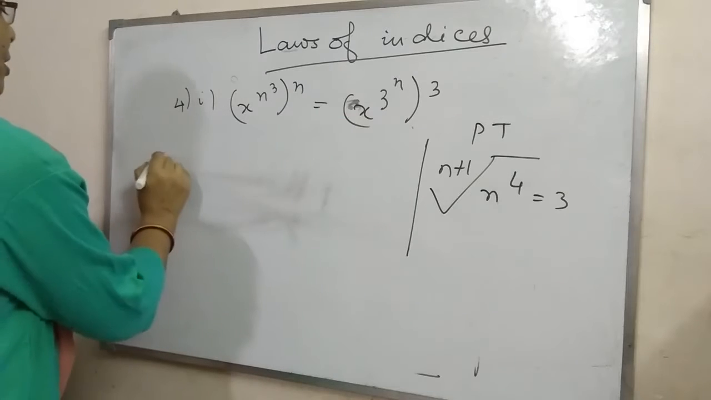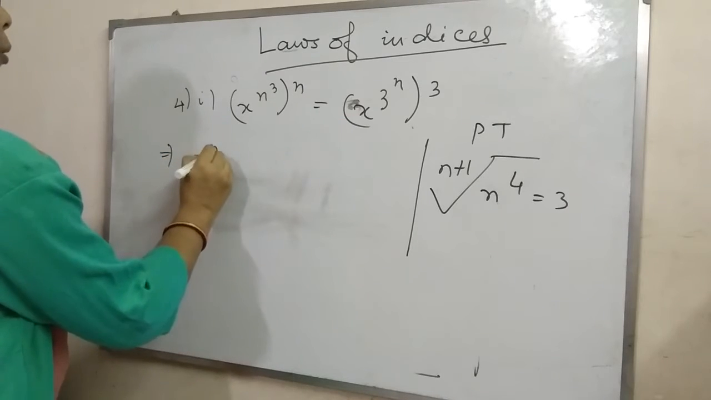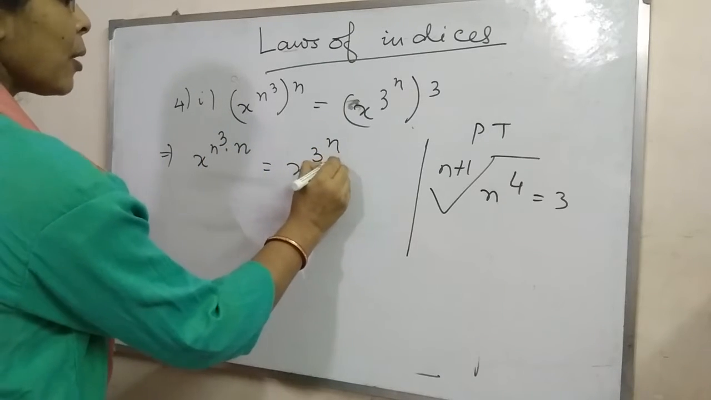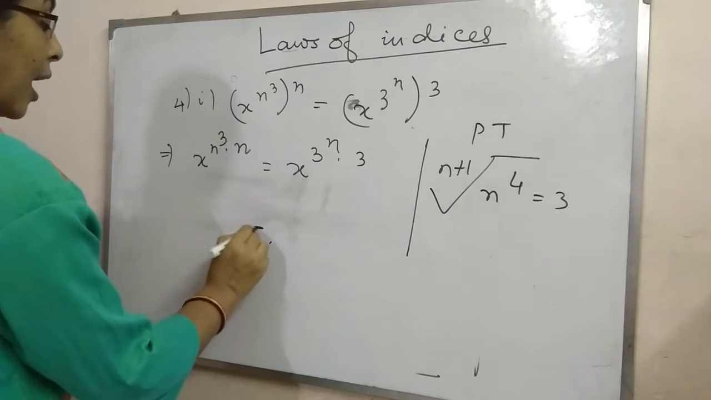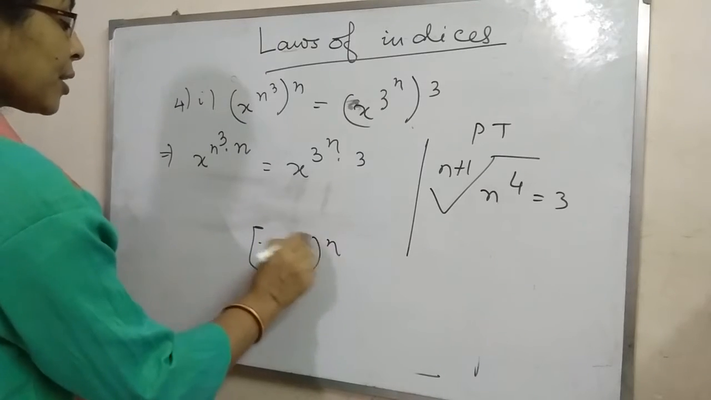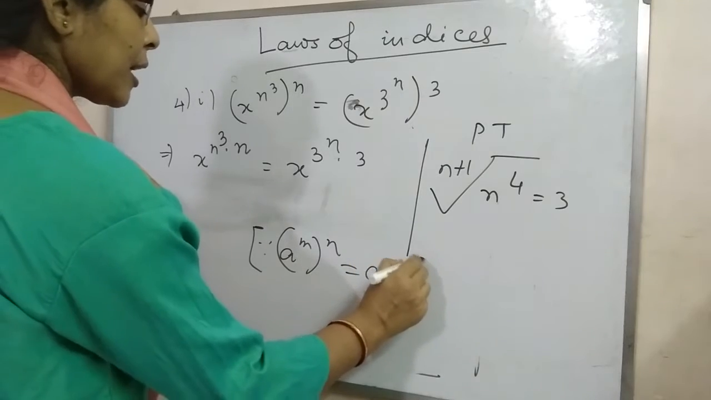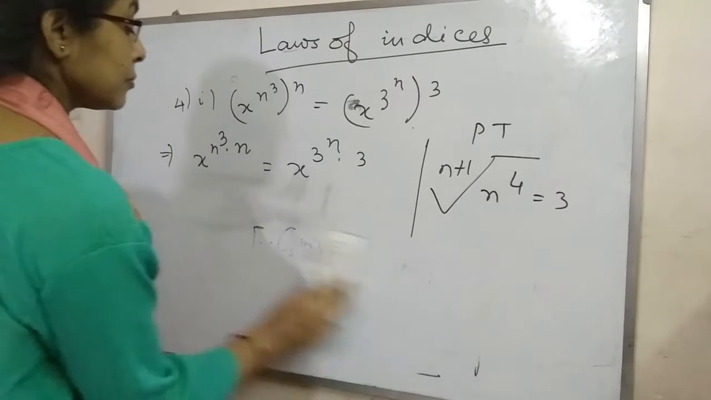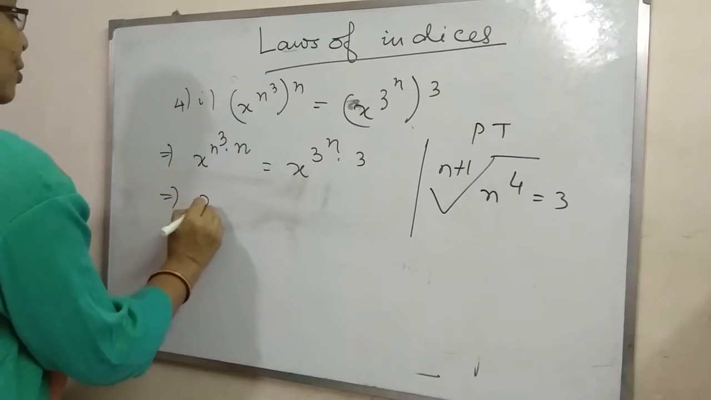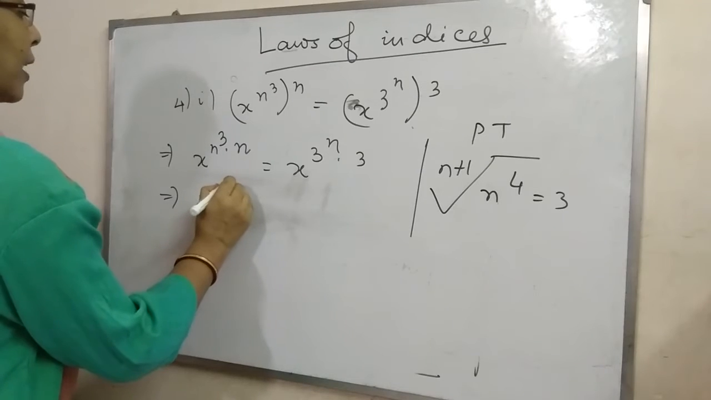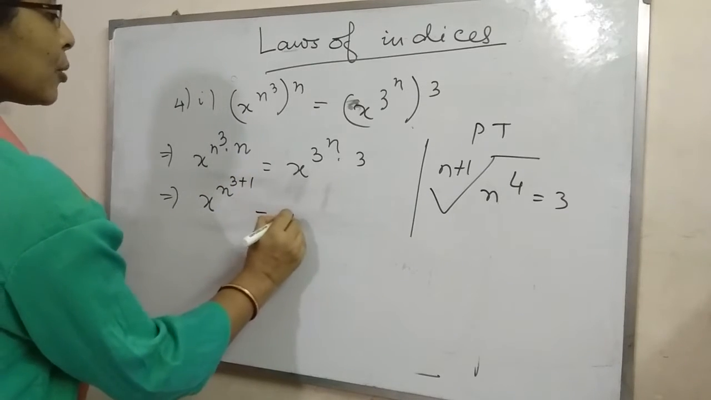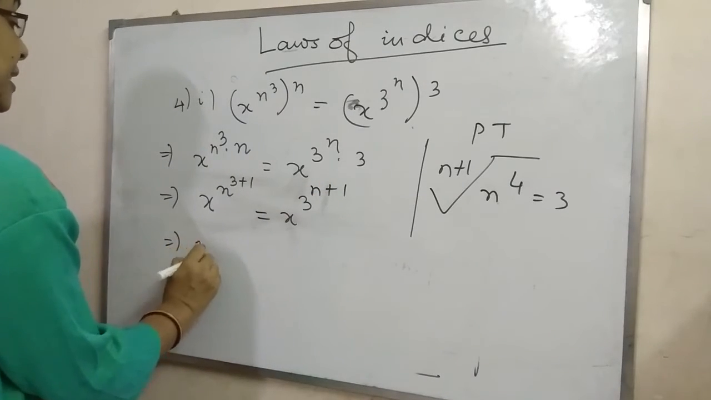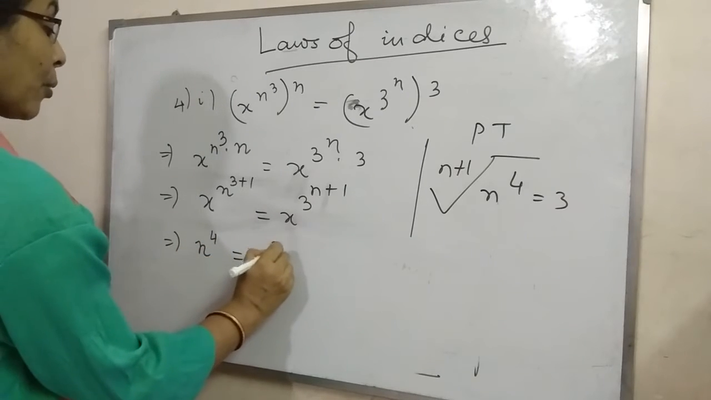It is given. I can write it in this way: x to the power n cube into n is equal to x to the power 3 to the power into 3, because I know a to the power m into n is equal to a to the power mn. I apply this formula. So I can write x to the power 3 plus 1 is equal to x to the power 3 to the power n plus 1, that is n to the power 4 equals 3 to the power n plus 1.